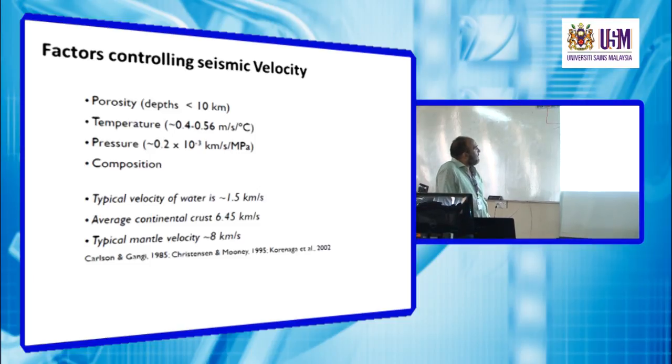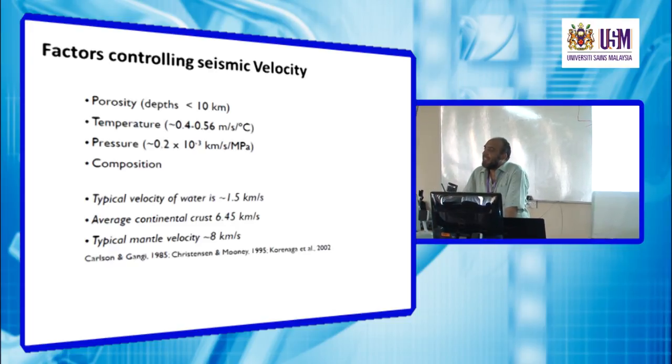So for typical values of seismic velocity, the typical velocity of water is 1.5 kilometer per second. The average continental crust, you know what's the meaning of continental crust? Yes. So what's the meaning of continental crust? It's a continent. Yes, but what if you have continental crust not in continental areas? You don't understand what I'm saying. Sometimes we have continental crust in areas where there is no continents.